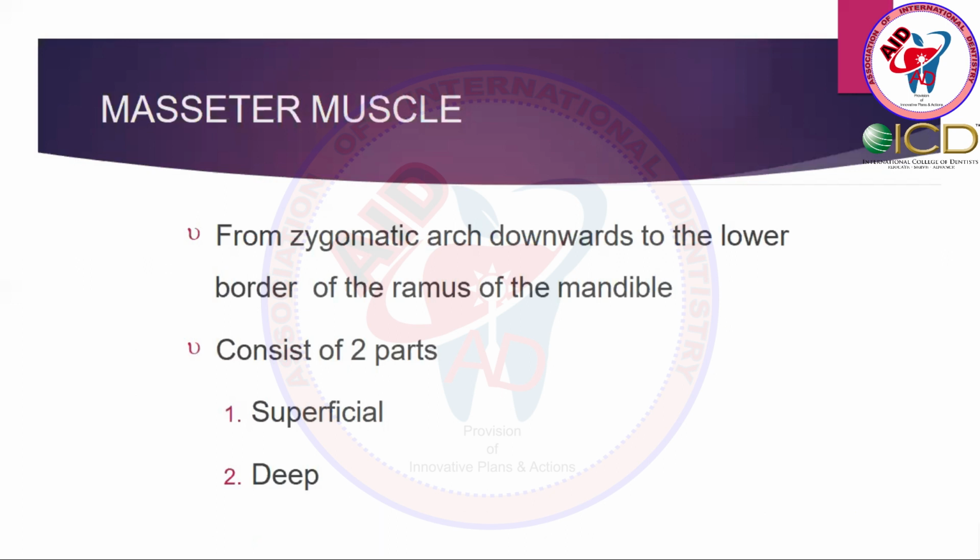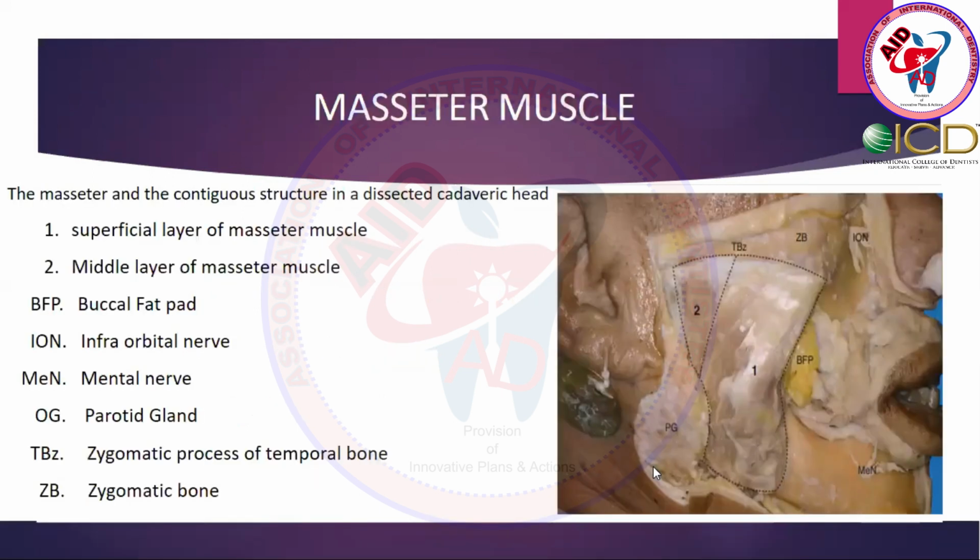It has two very big parts. Generally speaking, they are the superficial and the deep. When we see a very deep part, we say that there are three parts: superficial, middle, and very deep. But in the routine normal anatomy of the cadaver, we will see only superficial and deep. Looking at the cadaver, this one is the superficial portion of the masseter muscle, and that is the deep portion.